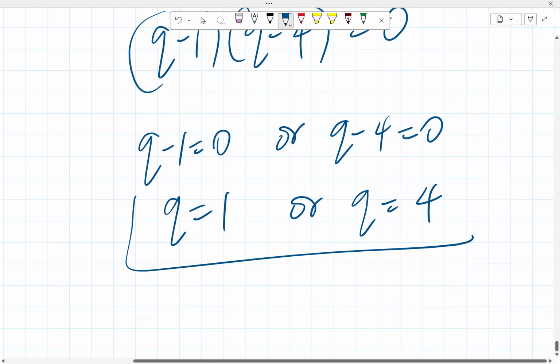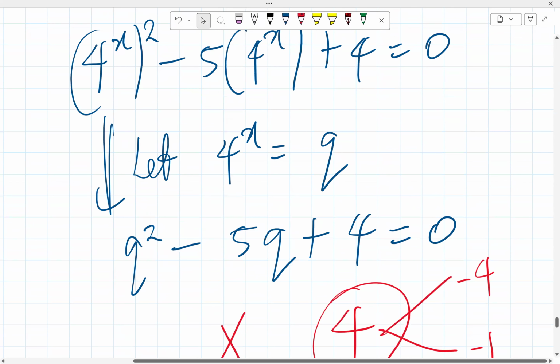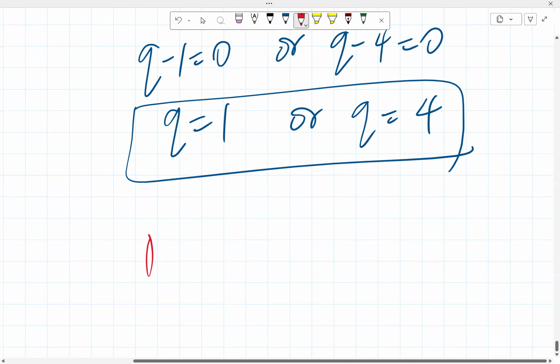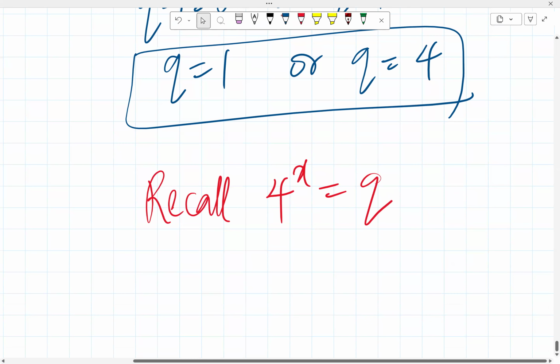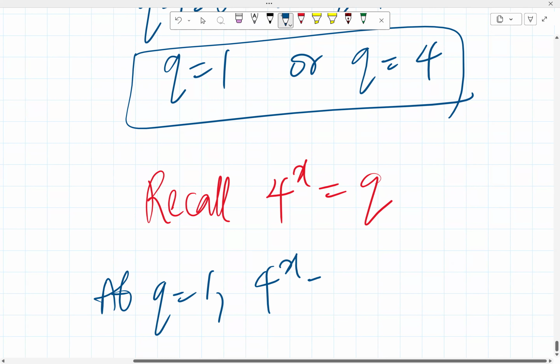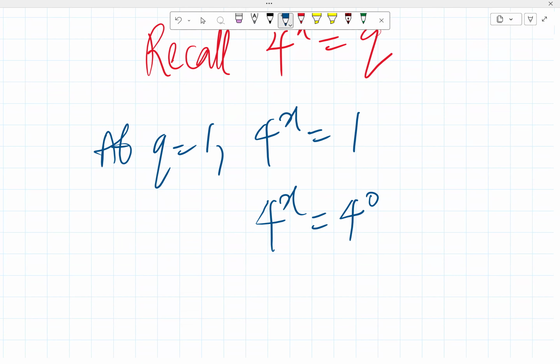But never forget that you did not start with this. You have to recall that 4 raised to the power x is q. So what does that mean? It simply tells us that at q equals 1, 4 raised to the power x is equal to 1, and that means 4 raised to the power x equals 4 raised to the power 0, because anything raised to the power 0 is 1. So we can then equate the powers. This simply implies that x is equal to 0.